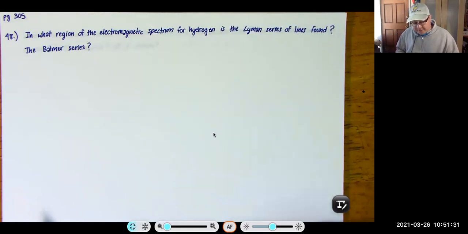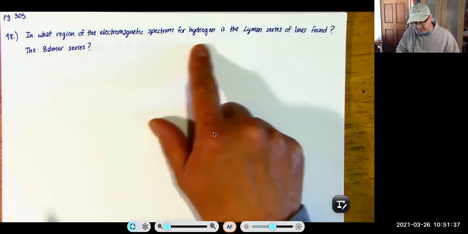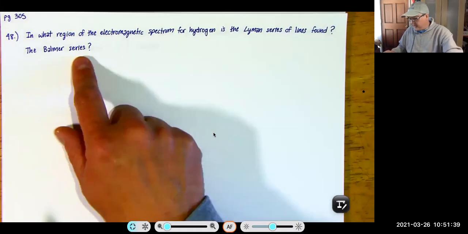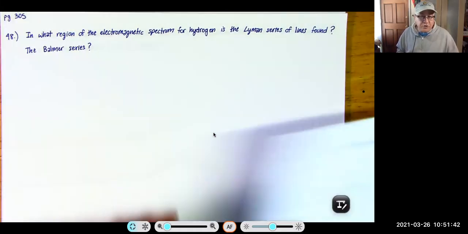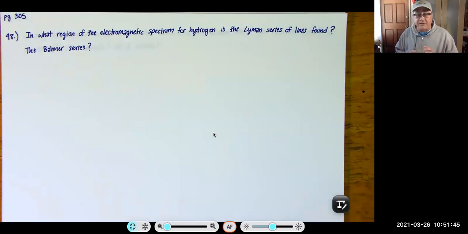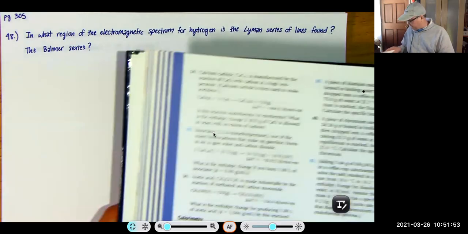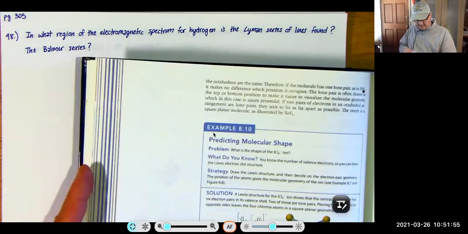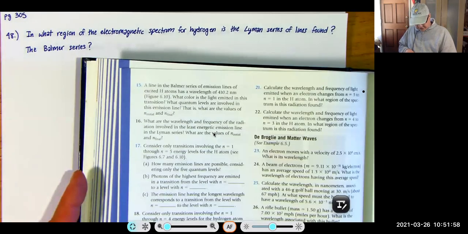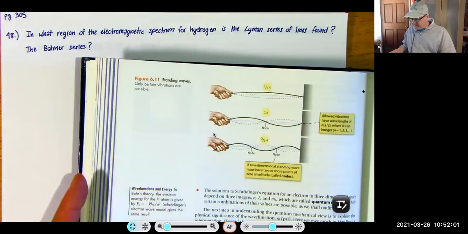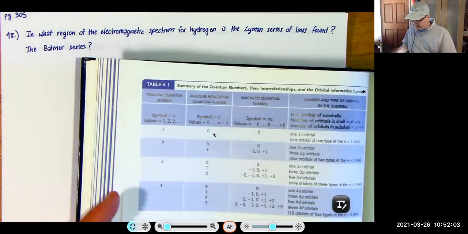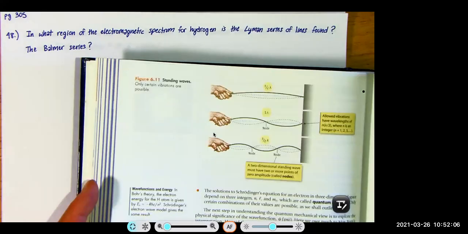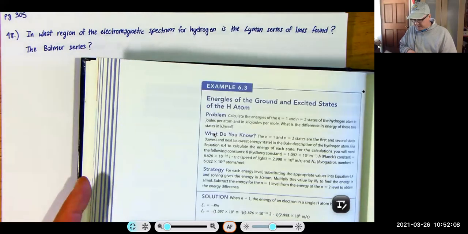In what region of the electromagnetic spectrum for hydrogen is the Lyman series of lines found, and the Balmer series? Now, this question does not expect you to know what the Balmer series or the Lyman series is. What they expect you to do is go find it in the book. So I'm going to show it to you in the book, okay? So this is going to be on page 200 and something. Is it 284? It could very well be. That sounds about right.